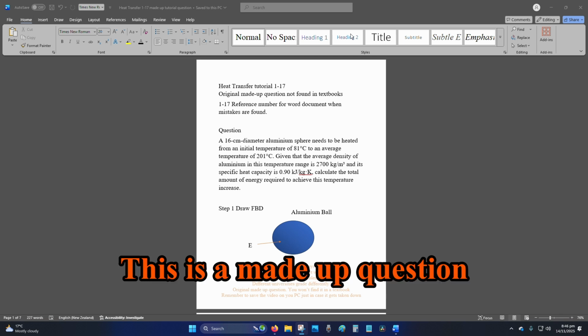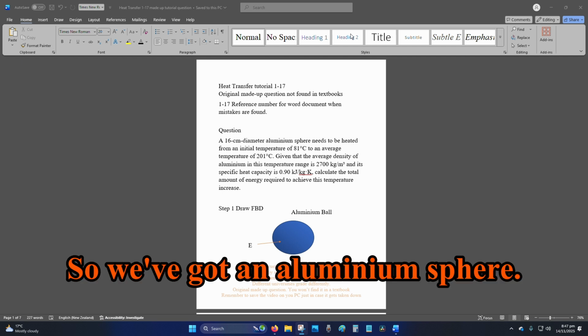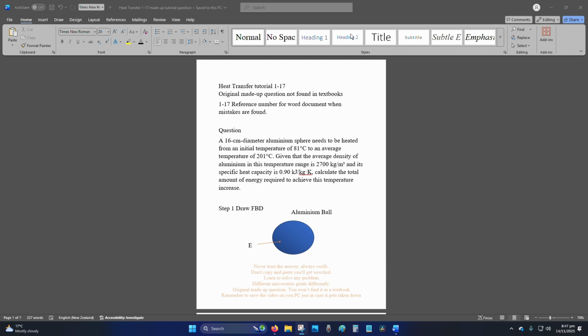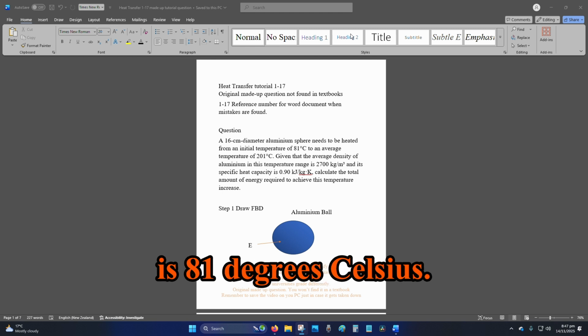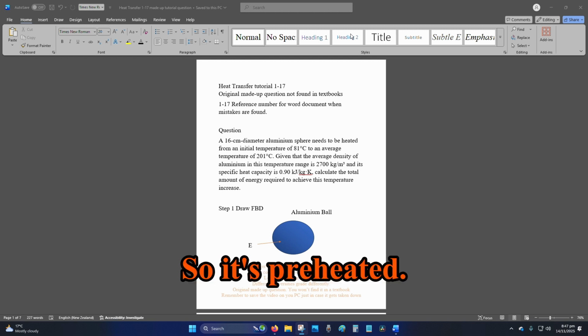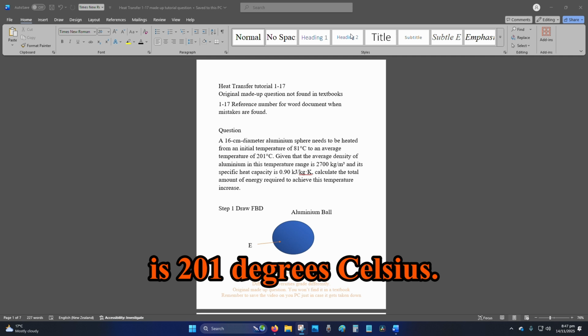This is a made up question not found in your textbooks. So we've got an aluminium sphere. Its initial temperature is 81 degrees Celsius, so it's preheated. And then the final temperature on average is 201 degrees Celsius.